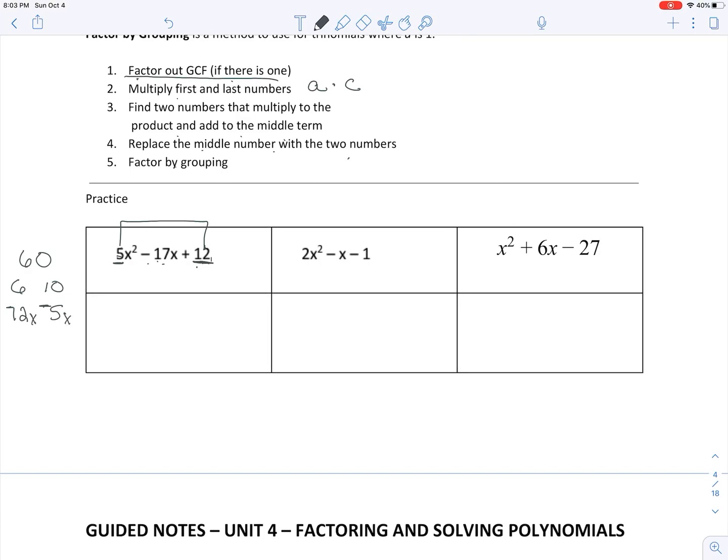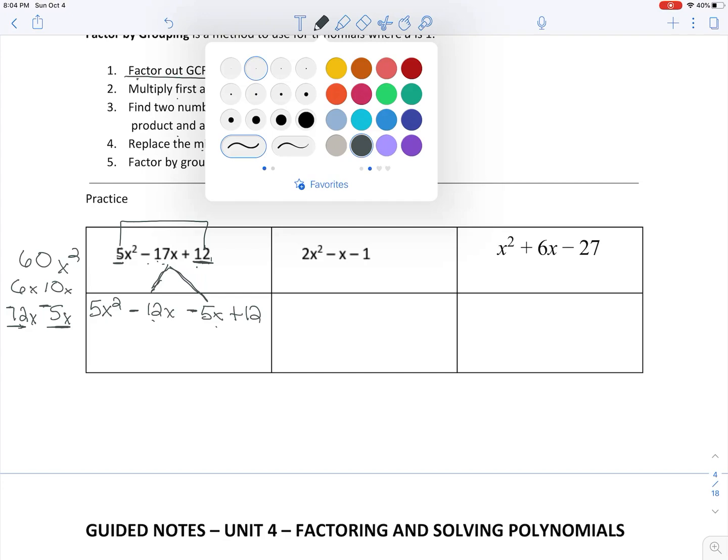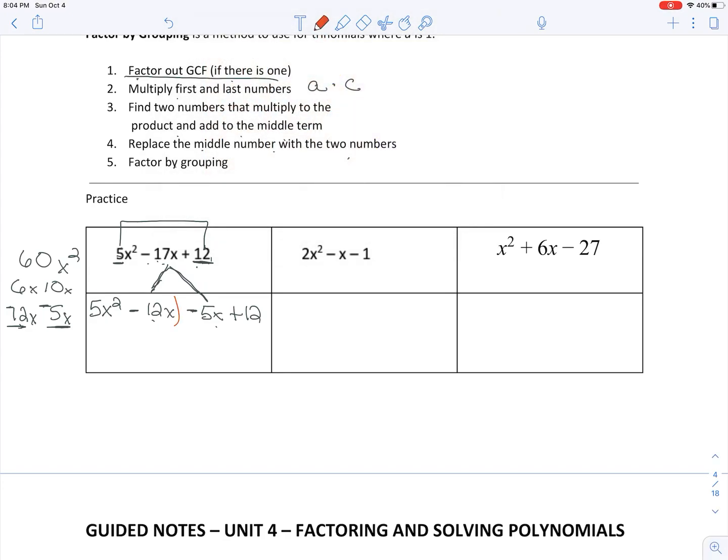Okay, so once I get those two numbers, technically when I multiply those together, I get 60x squared. So I have to remember there's an x on each of these. We're going to keep the first one the same. Then we're going to take the negative 12x minus 5x that I got from here, and I am replacing the negative 17x with negative 12x and negative 5x, and then plus 12. I now have 4 terms. Does this look like anything that we've done recently? Yeah, it looks a little bit like factor by grouping. So that's what I'm going to do. I'm going to factor by grouping.